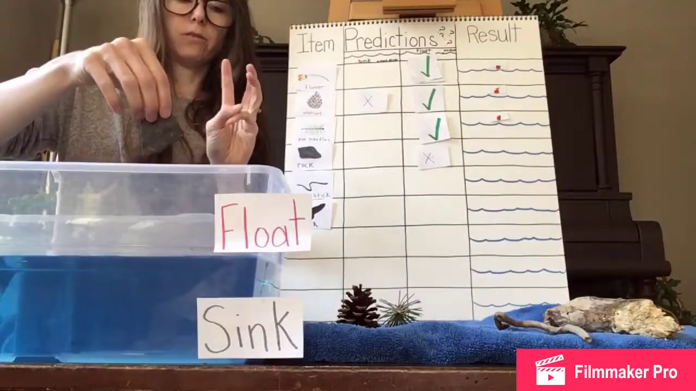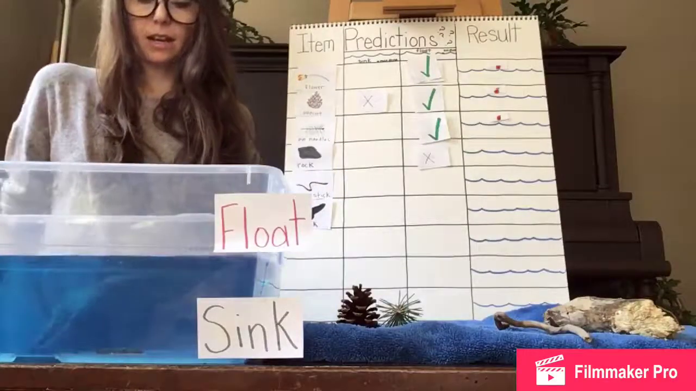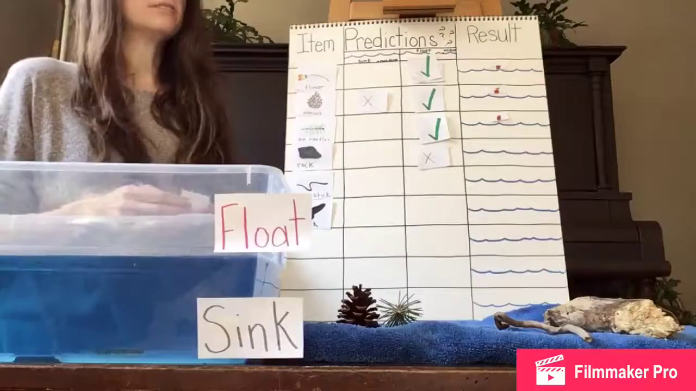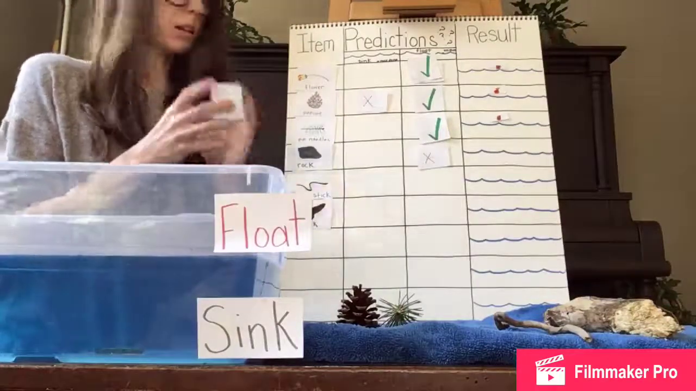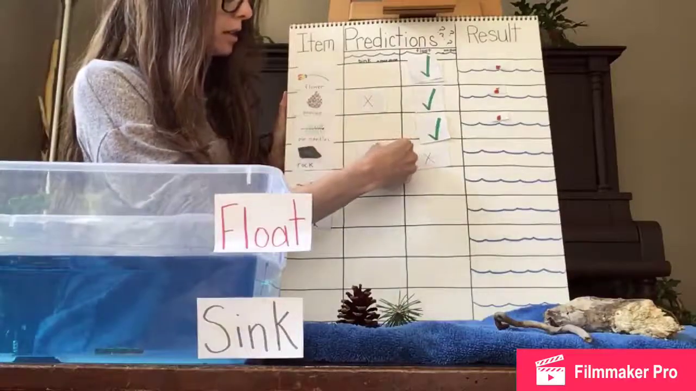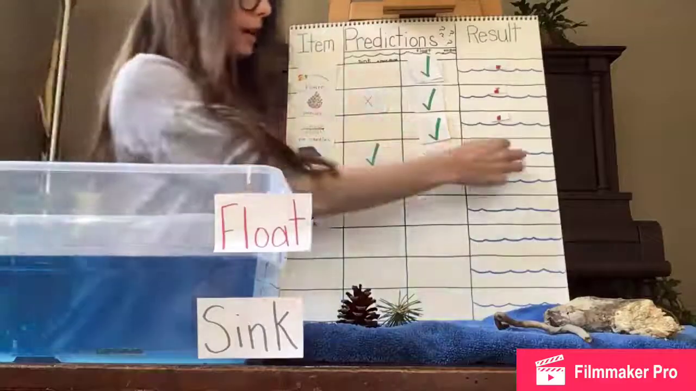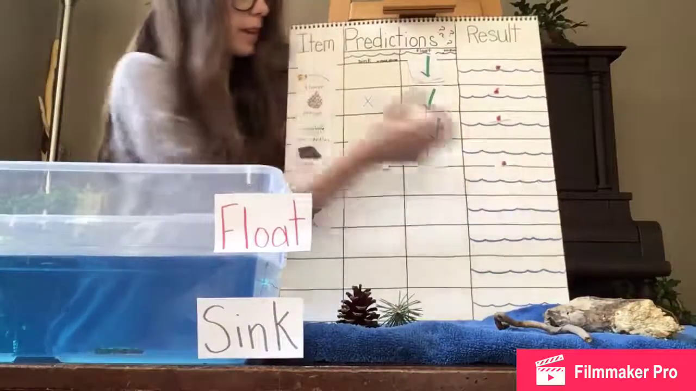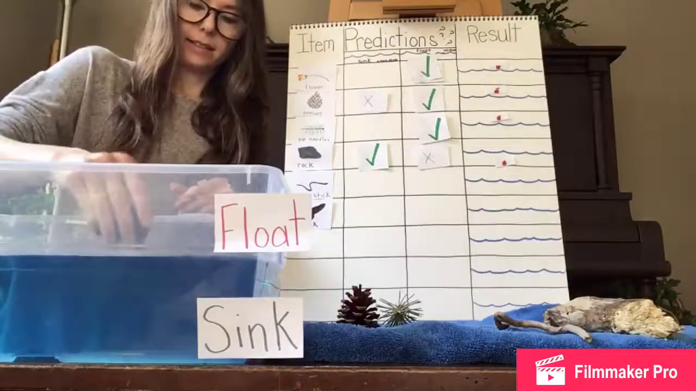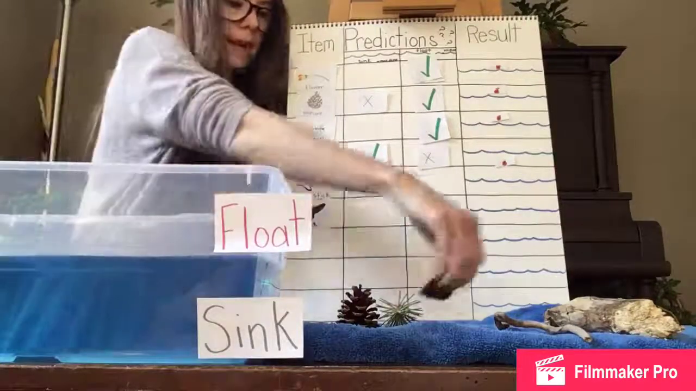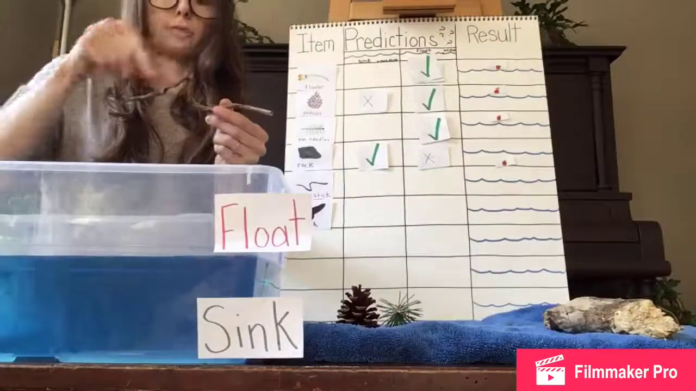1, 2, 3. Wait! It sank! Oh! It was really solid. So its molecules were more compact. So that means it sank. Our prediction was incorrect, but that's all right. And it sank. Now I'm going to take it and put it back out.